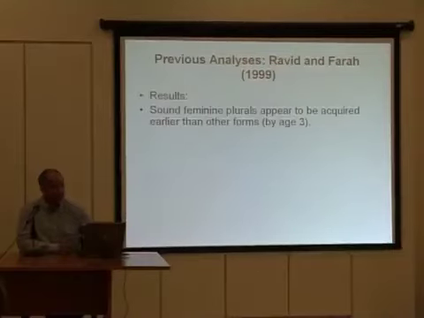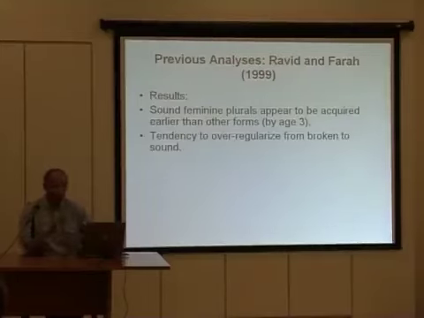Results. The results showed that the sound feminine plural, with the -at ending for example, appears to be acquired earlier than other forms with children. By age 3, Palestinian children have mastered the feminine sound plural, jam' mu'annath salim. They also tend to over-regularize from broken to sound. So for example, if you have a noun that requires a broken plural, what you get is a regularized plural.